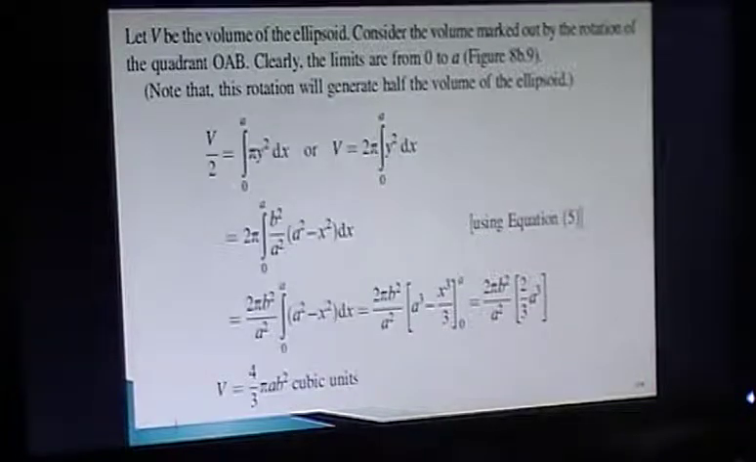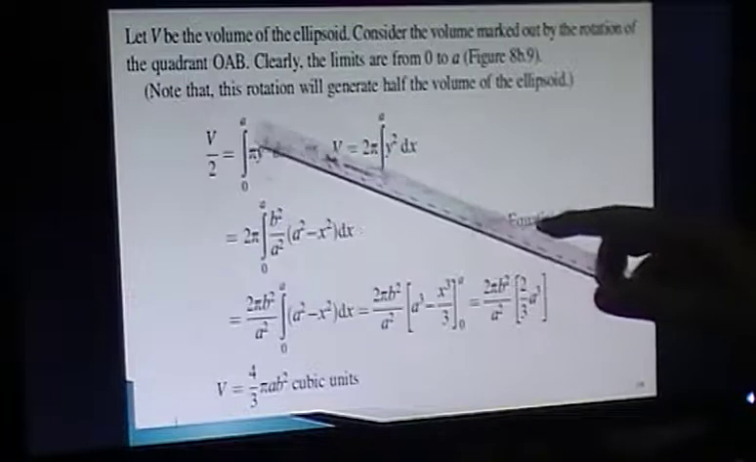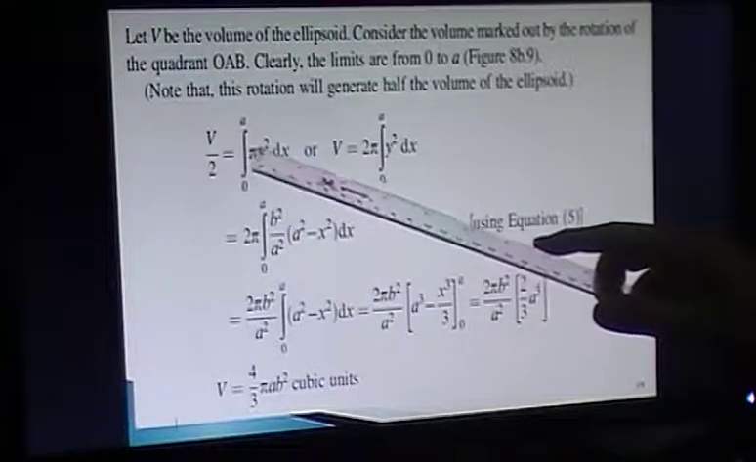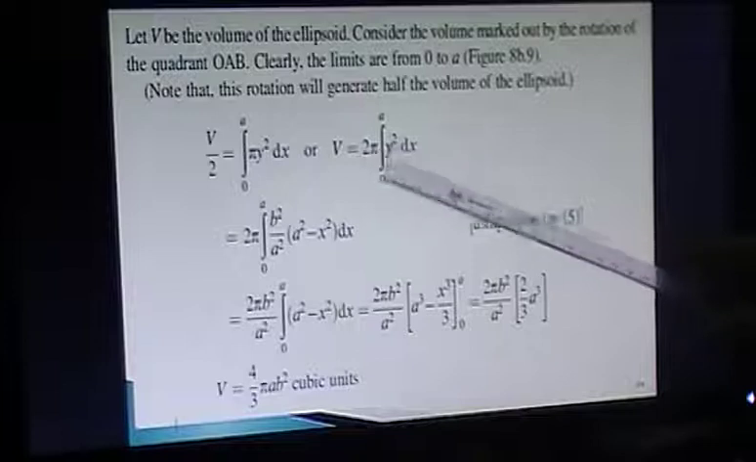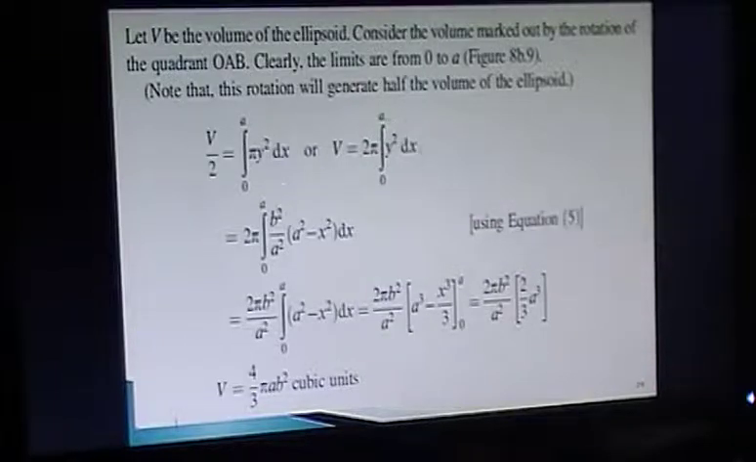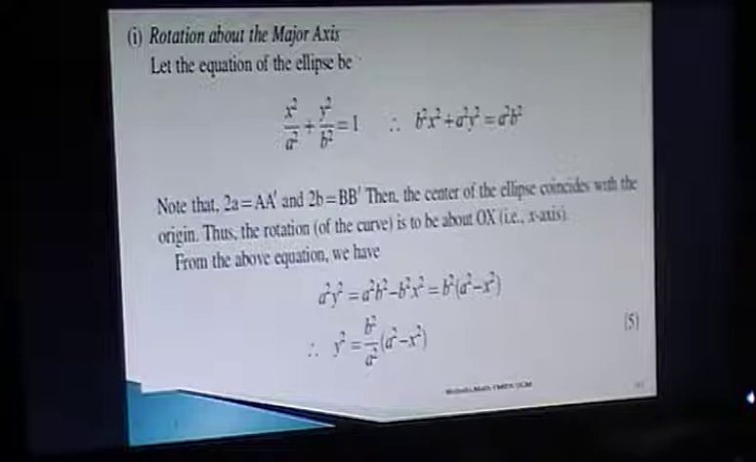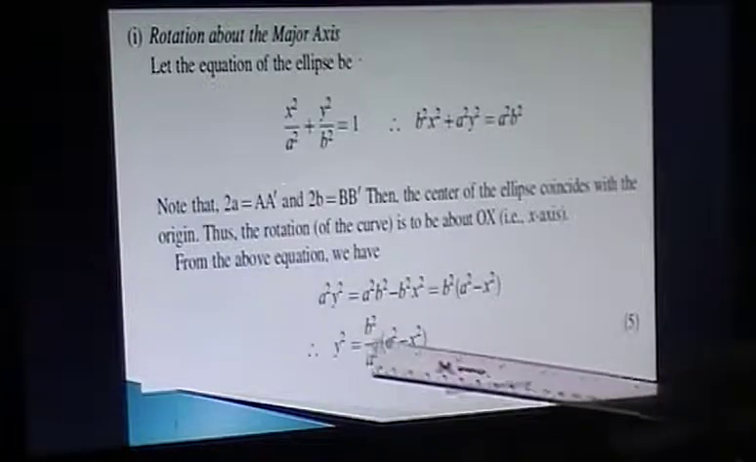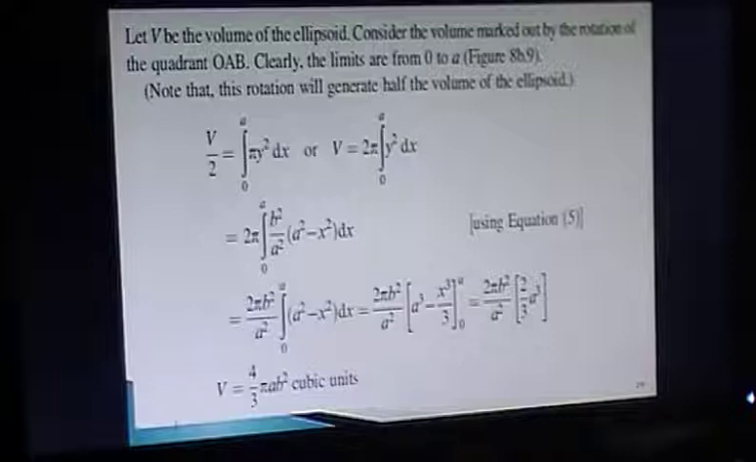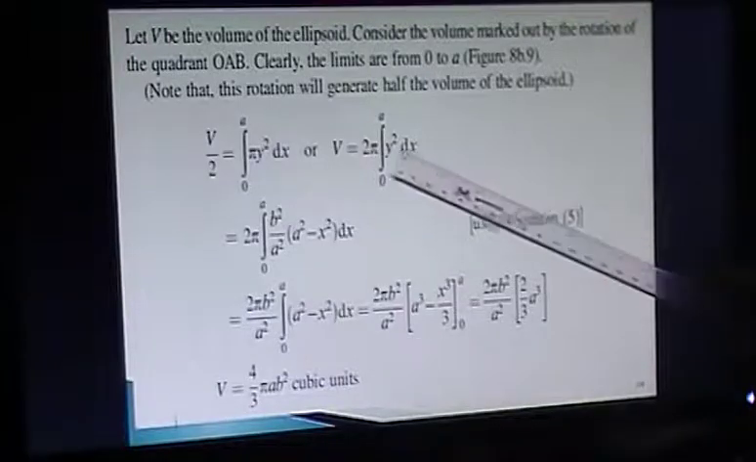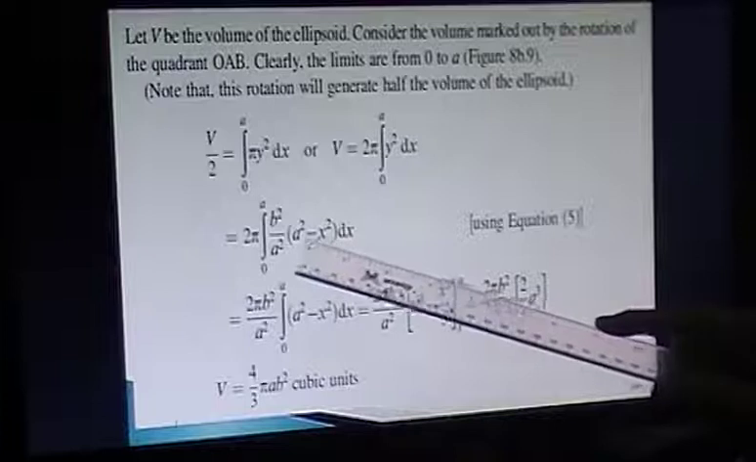By using the formula of the volume of the solid of revolution, half of the volume is equal to the integral from 0 until a of pi y squared dx, or V is equal to 2 pi times the integral from 0 until a of y squared dx. But y squared from the equation of the ellipse, we get this one. So we replace y squared using the right side, so that y squared is equal to b squared divided by a squared times (a squared minus x squared).